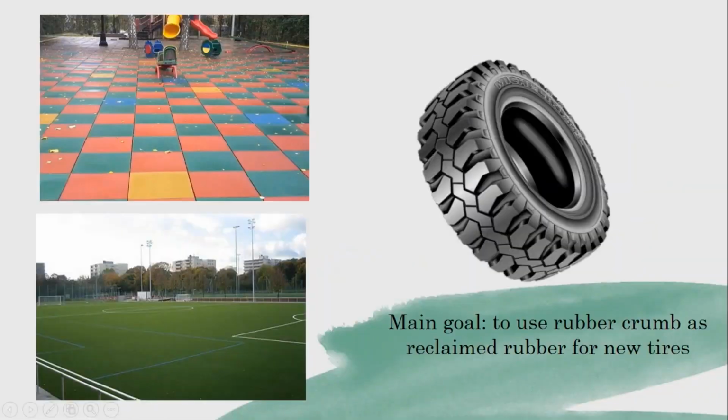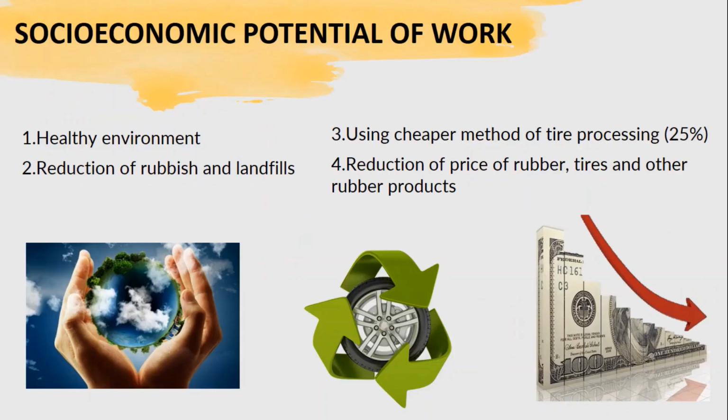But there is one question left. We know that steel cord we can just remelt and reuse, but what can we do with rubber clump? We can make from it, for example, a rubber plate for covering sport and playgrounds, or use it as soil on a football pitch. But the main goal is to use rubber clump as reclaimed rubber for new tires.